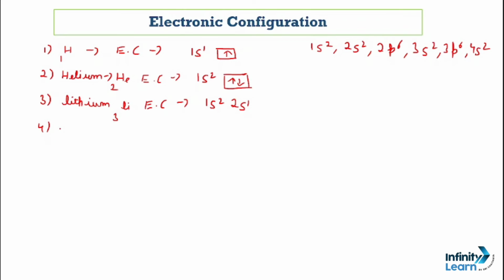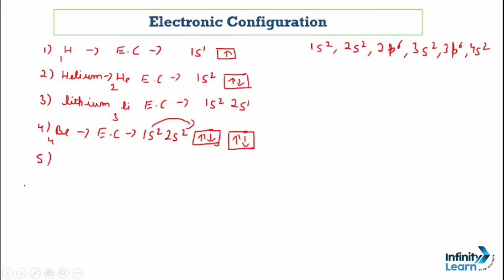Then the fourth one is beryllium, which is denoted by Be, and its atomic number is 4. So the electronic configuration for this will be 1s2, then 2s2, and if we draw, for this 1s we can have a maximum number of electrons as 2, and for this 2s2 we can have 2 as well.